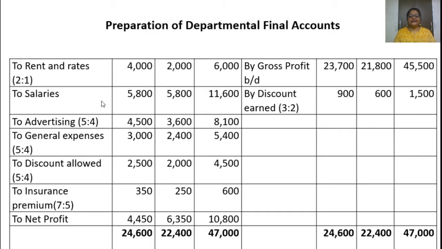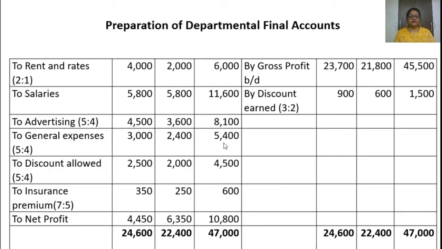Now other expenses are shown here. Rent and rates are on the space occupied ratio 2:1. 6,000 is apportioned in 2:1 ratio, meaning 4,000 and 2,000. Salaries are equally apportioned as given in the problem: 5,800, 5,800, total 11,600. Advertisement relates to the sales ratio, so 4,500 and 3,600, on a total of 8,100.